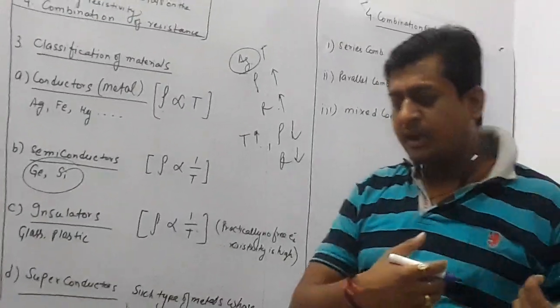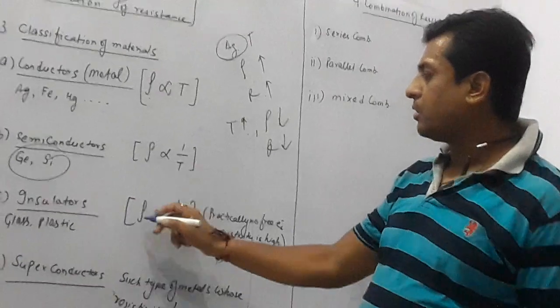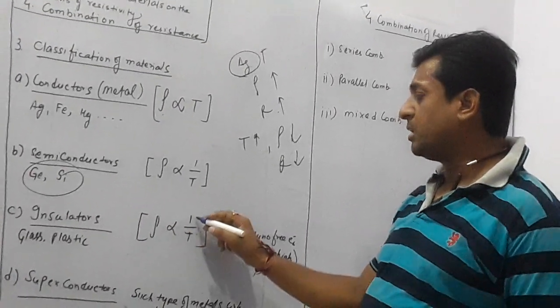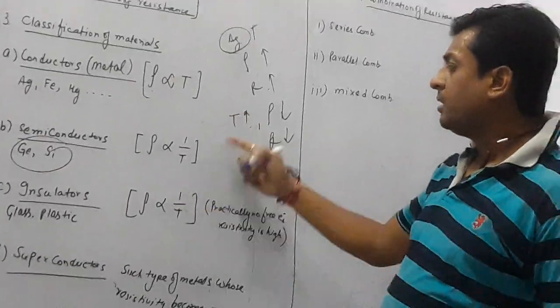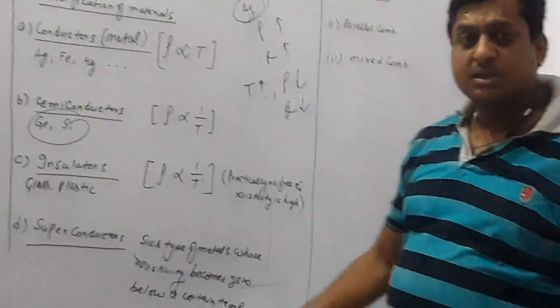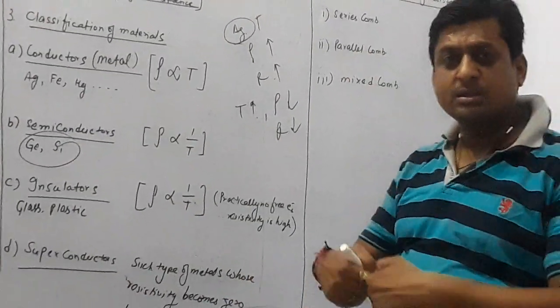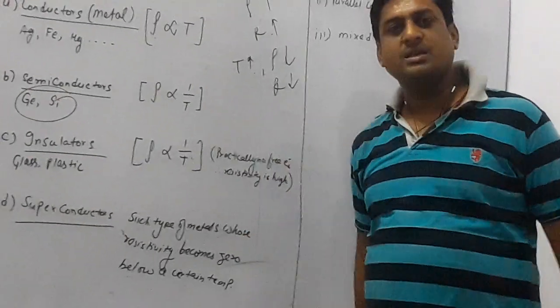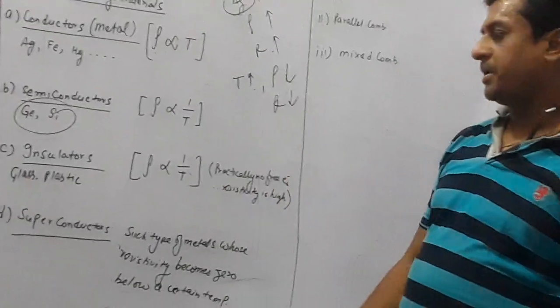Insulator means a material in which current cannot flow. For an insulator also, resistivity is inversely proportional to the temperature. Practically, there are no free electrons in the insulator, so the resistivity is very high and the resistance is very high. So if we want to decrease the resistivity, we have to increase the temperature.